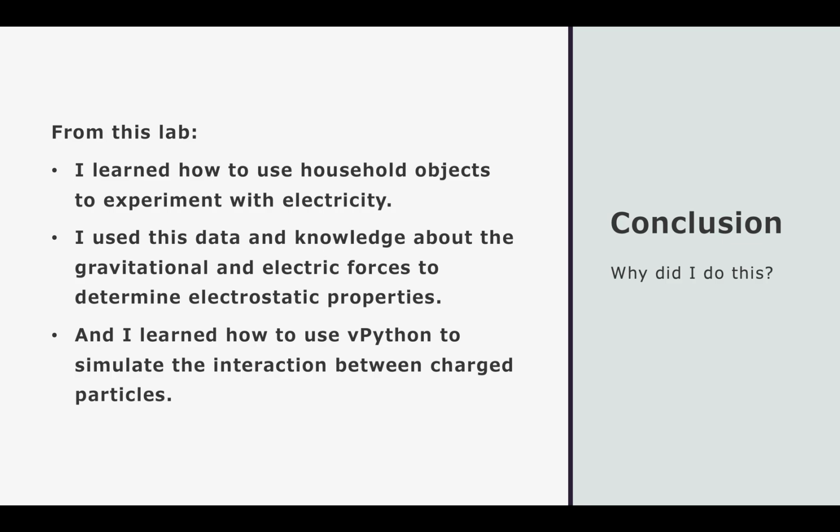In summary, this lab allowed me to use household objects to determine information about some of the fundamental principles governing electrostatics. Secondly, I used the data I gathered and knowledge about the gravitational and electric forces to determine electrostatic properties. And finally, I learned how to use Python to simulate the interaction between charged particles.